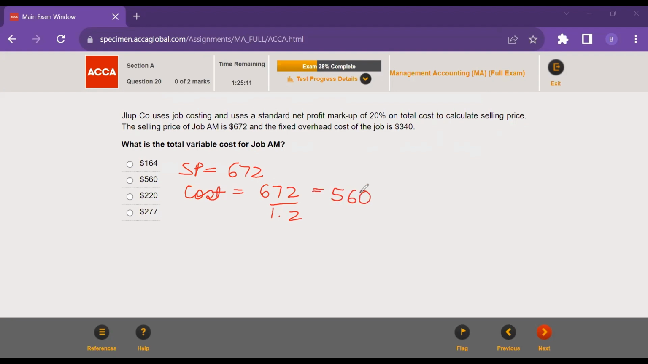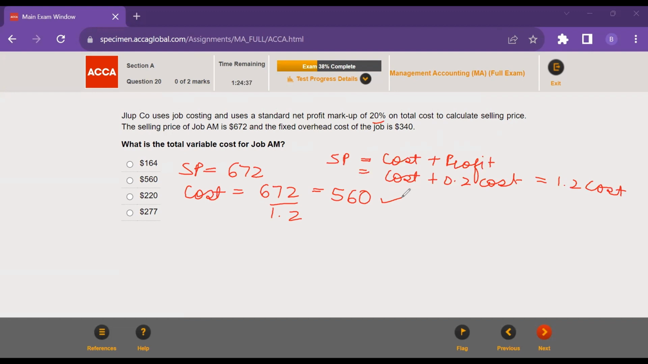Now, another way to understand why we did that: we know that selling price is nothing but the sum of your cost plus your profit. And my profit is nothing but 20% of the cost. So my selling price is cost plus 0.2 cost. So I can say that my selling price is 1.2 cost. And if I have to find out my cost, I will take the selling price and divide this by 1.2 to find out how much my cost will be. So now I know that my total cost is $560.